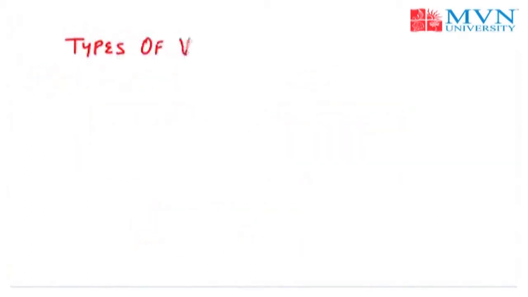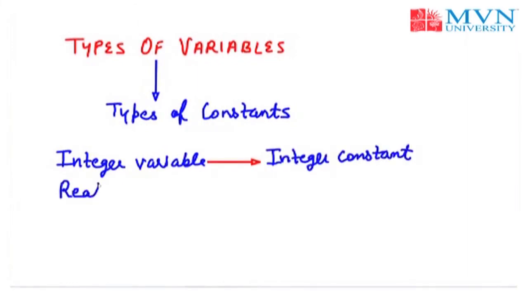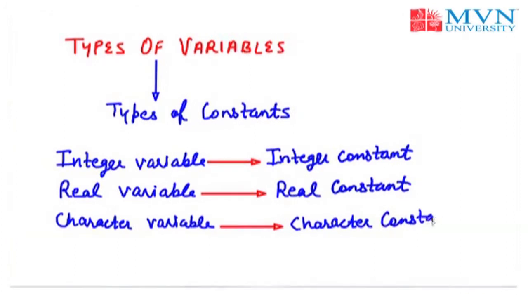Next is the type of variables. Types of variables that it can support totally depend upon the types of constants. An integer variable can hold only an integer constant. A real variable can hold only a real constant, and similarly a character variable can hold only a character constant.